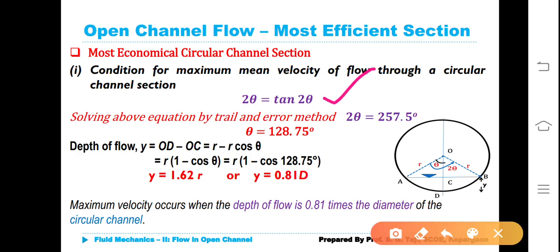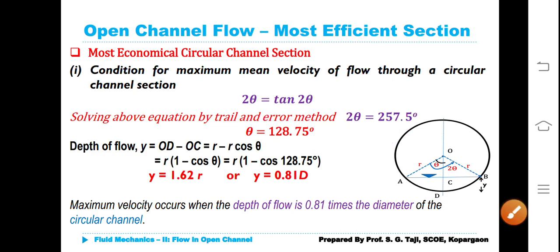Solving the above equation by trial and error method, we can get the value of 2 theta equal to 257.5 degrees. Therefore, theta must be equal to 128.75 degrees. That is by trial and error method.